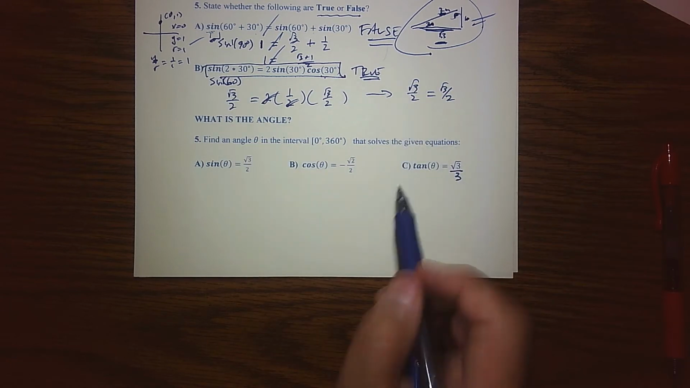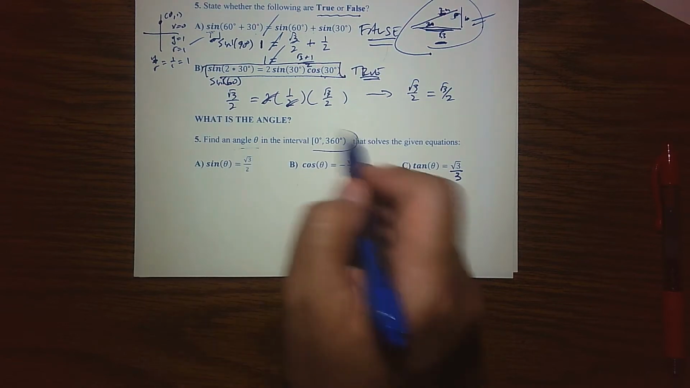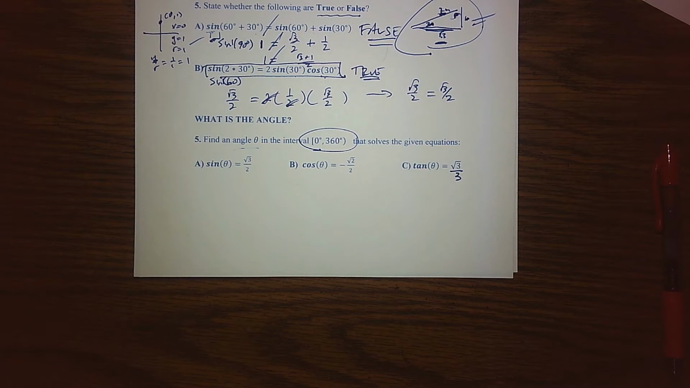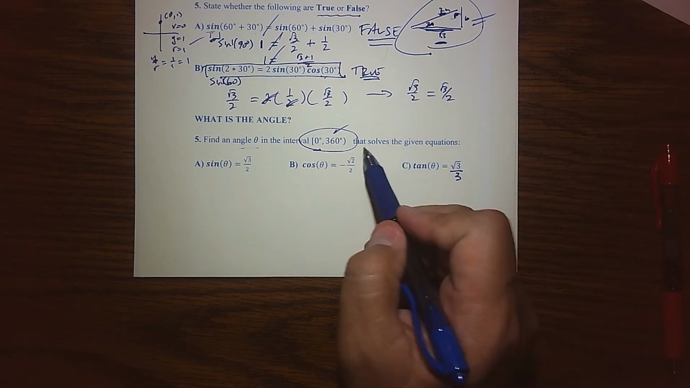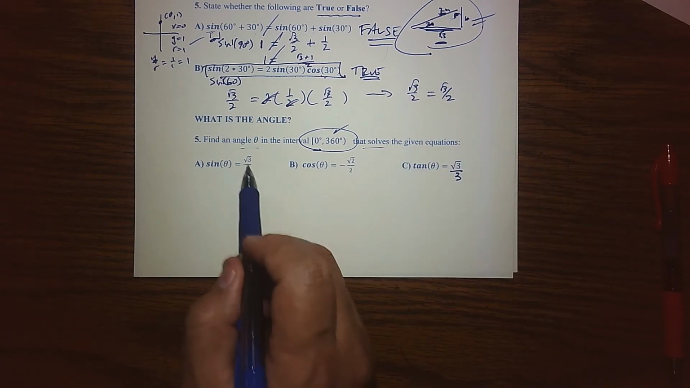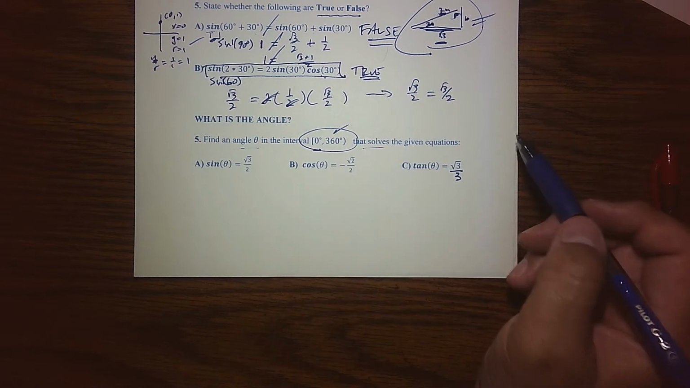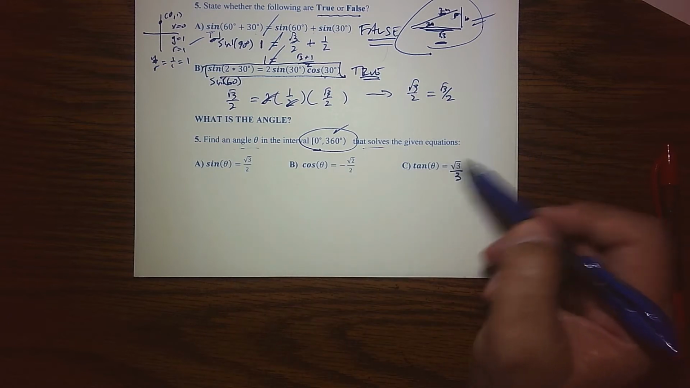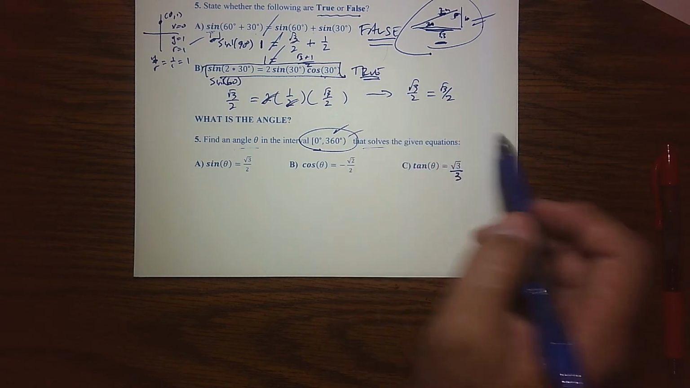This is probably one of the first times we've actually been considering what angle, and we're going to just consider our first rotation, because remember, because of coterminality, there's an infinite number of solutions. But just in our first rotation, where is the sine of theta equal to the square root of 3 over 2? Where's the cosine of theta equal to minus the square root of 2 over 2? And then where's the tangent of theta equal to the square root of 3 over 3? So where in our first rotation do we have that?